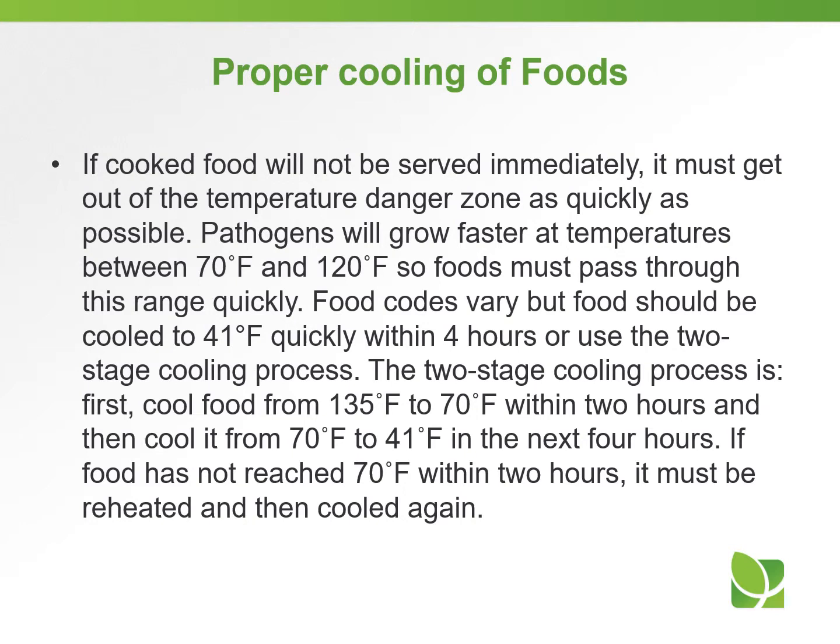two-stage cooling process. The two-stage cooling process is first, cool food from 135 degrees to 70 degrees Fahrenheit within 2 hours, and then cool it from 70 degrees Fahrenheit to 41 degrees Fahrenheit in the next 4 hours. If food has not reached 70 degrees Fahrenheit within 2 hours, it must be reheated and then cooled again.